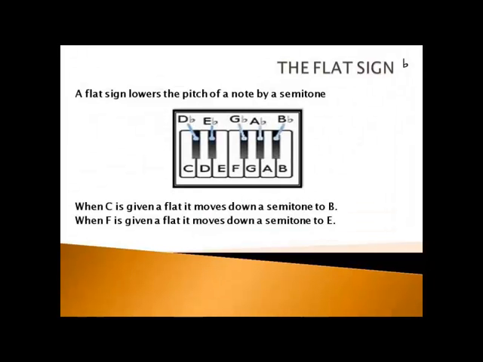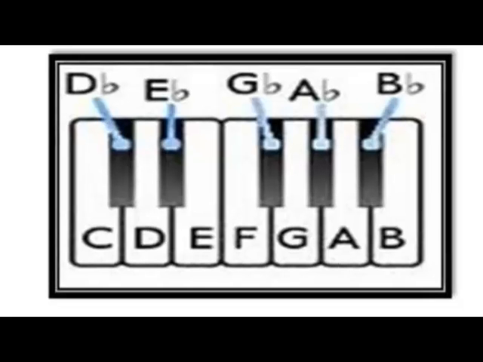A flat sign does the opposite. It's going to lower the pitch of a note by a semitone. So we have D to D flat, E to E flat, G to G flat, and so on. It's lowering it by a semitone, often to a black key. When you lower C to C flat, you would play B. When you lower F to F flat, you would play E.